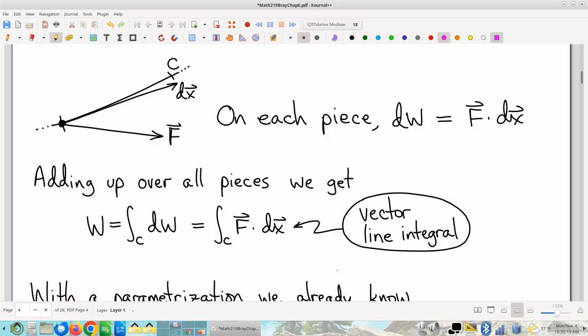When we write down something like this, we have a vector field, we have a curve that we break up into pieces with corresponding displacements, and for whatever reason, in this case because of work, but in general, for whatever reason, we want to dot and add.